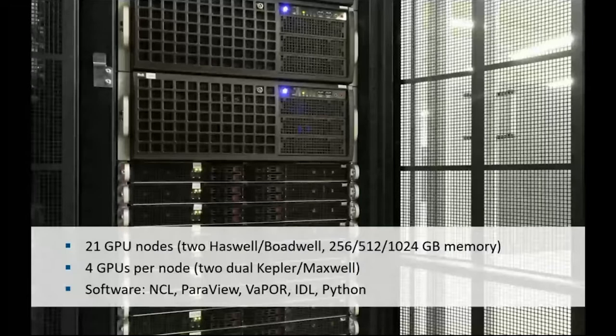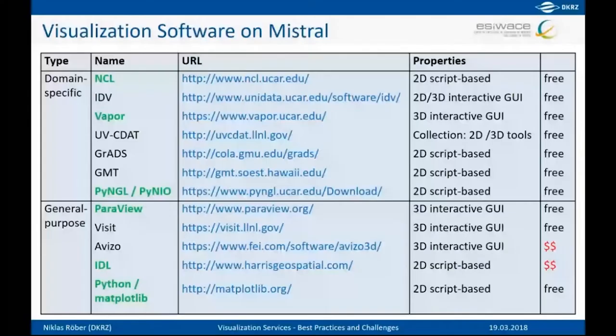Not the one from NVIDIA, but the one from Intel. And installed, we have software, MCL, Paraview, Vapor, IDL, Python, MATLAB, and so on. And we access these nodes using virtual GL and TurboVNC. So all the data remains in the compute hall and we visualize our data remotely. This is an overview of the data that we have installed and that is available, and the ones in green are available at DKRZ.